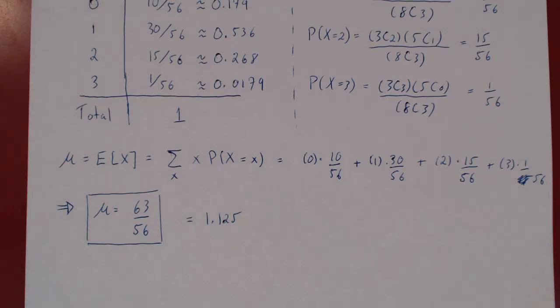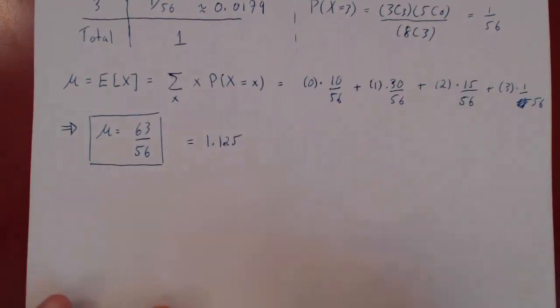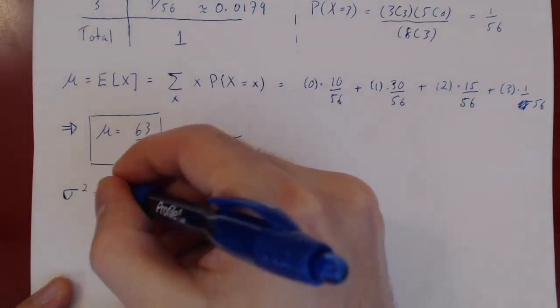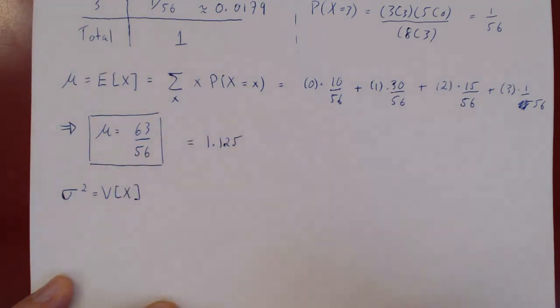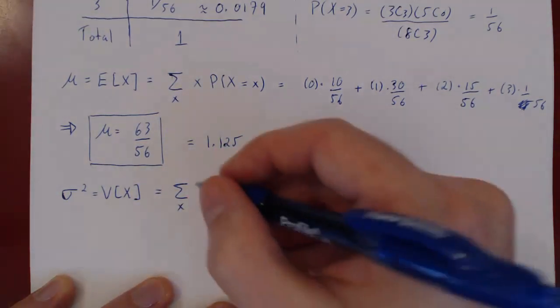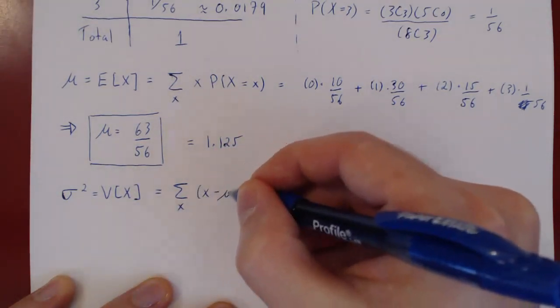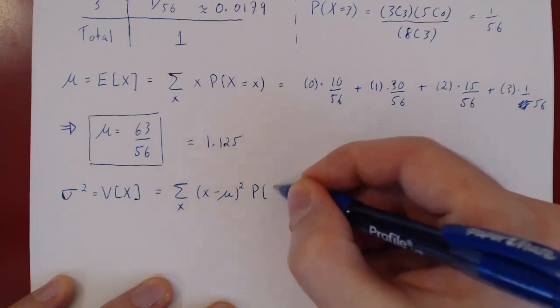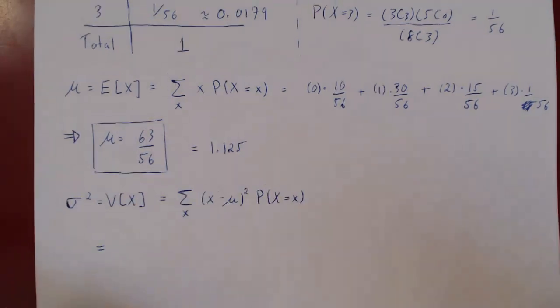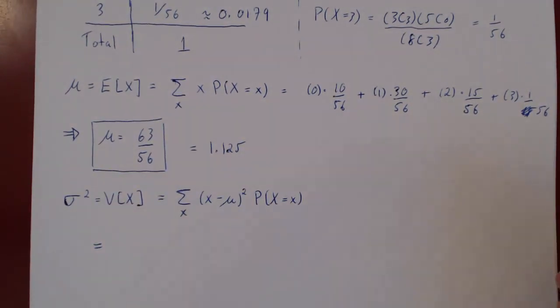Let's now look at how much variability there is in this random variable. And this is done, of course, by computing the so-called variance. And we denote this by sigma squared, or V of x. And this is, if you remember, the sum over all x values, the difference between x and the mean squared, times the probability of observing this particular x value. So let's go. And again, we'll find the exact value of the variance.